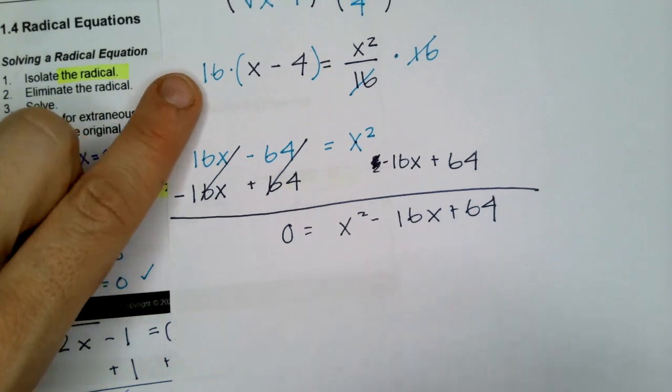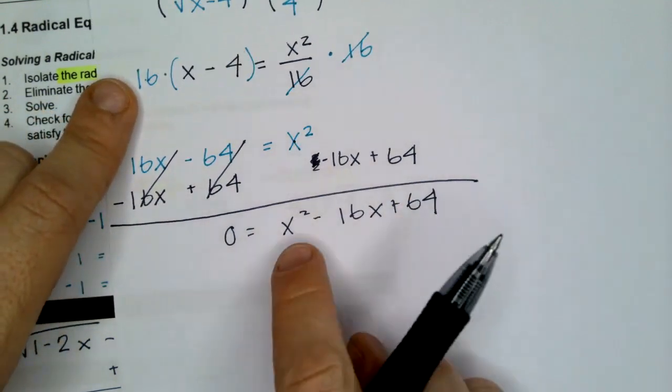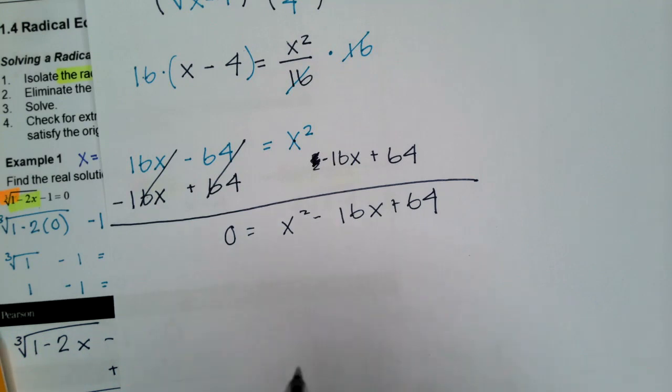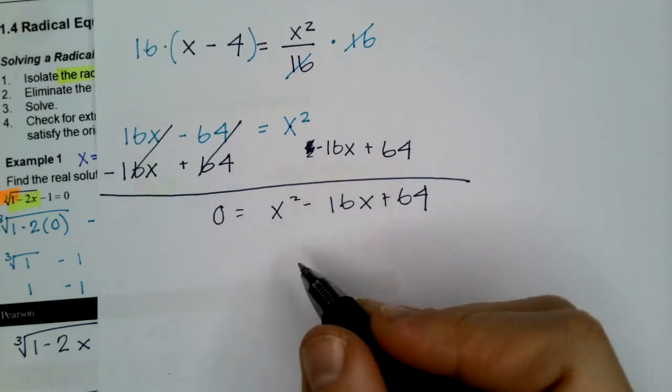Now you're just going to treat it like any other factoring problem or any other quadratic equation. If you like using the quadratic formula, you can use the quadratic formula. If you like using the square root method, you can use the square root method. Well, no, you can't. You could complete the square. Anyway, all right, let's just factor it, shall we?